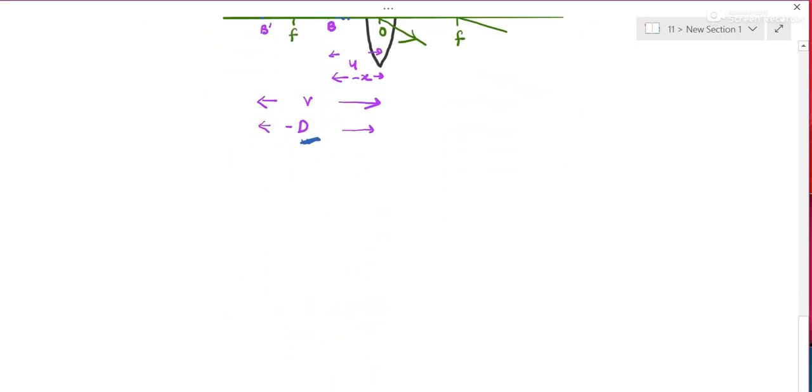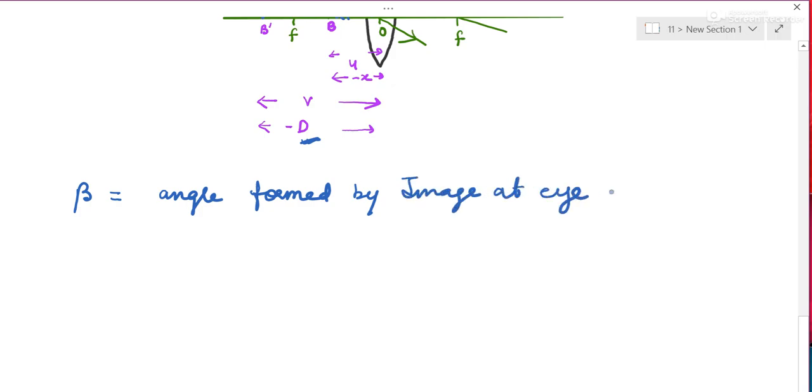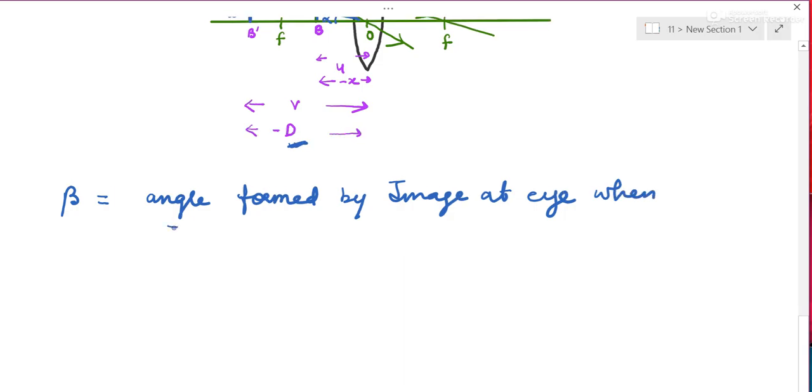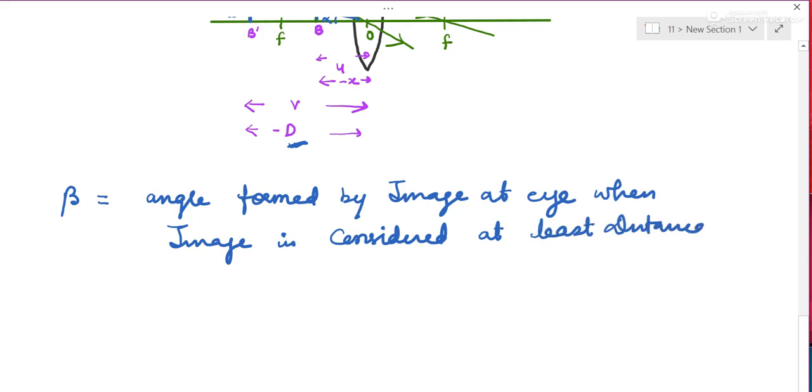Now let us show beta. What is the definition of beta? It is the angle formed by the image at the eye, when the image is considered at, according to the case, the least distance of distinct vision.